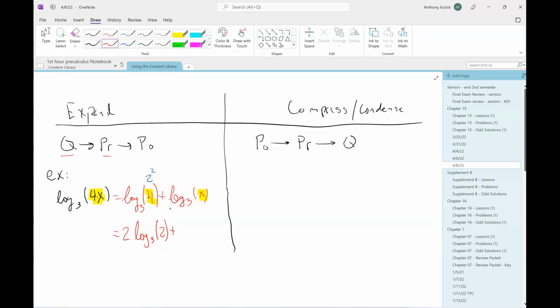All right. Let's go and look at the log base 3 of x now. Any quotient? Nah. Product? Nah. Power? Nah. So that's as good as we could do. Let's do another.